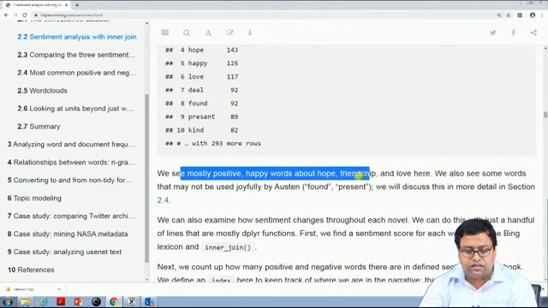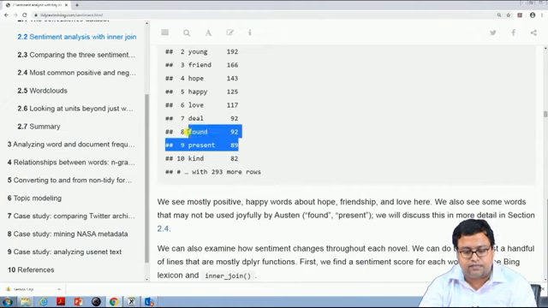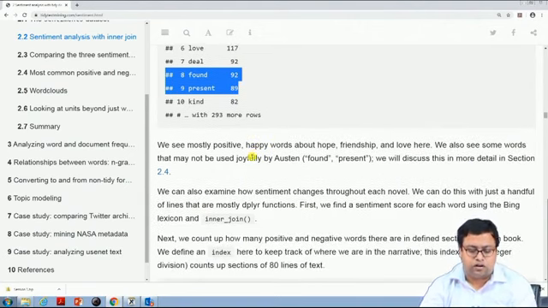We also see some words that may not be joyful by Austen, for example found or present. These words may not be. Present can have a different meaning. But found, I don't know whether that is actually joy related or not.